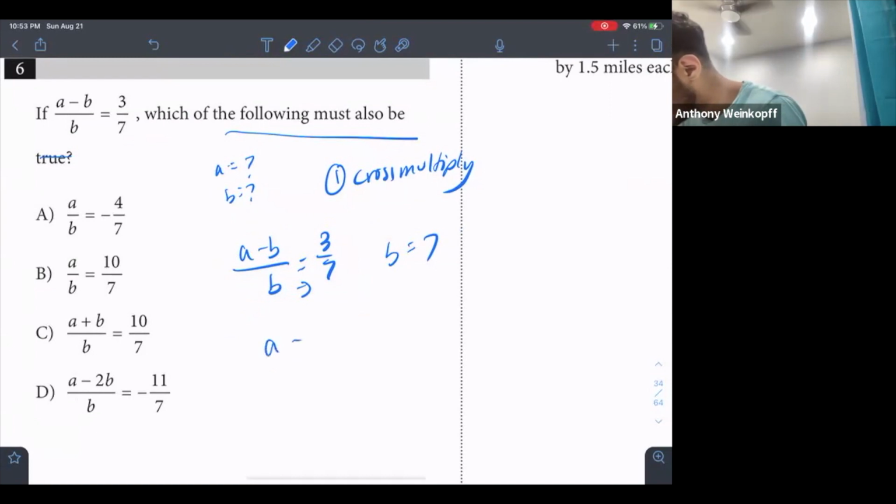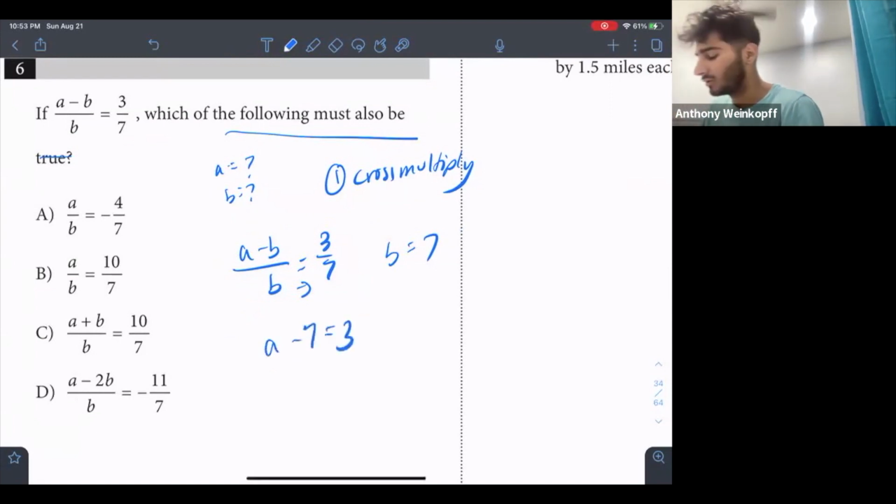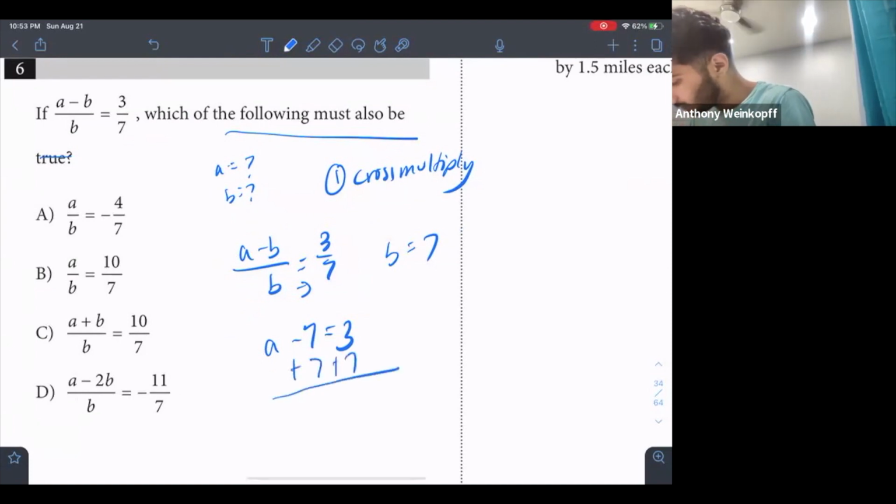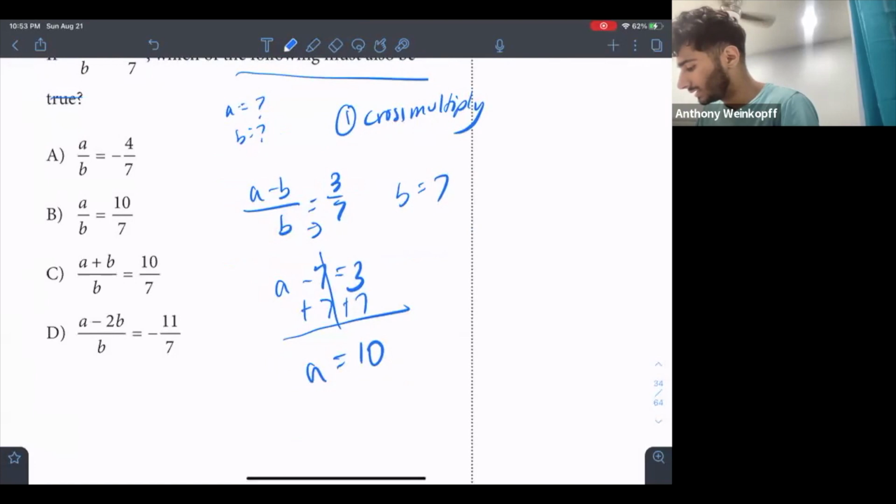And then what you can do is a minus 7 is equal to 3, because that's where you know b is. B is 7. And then you add 7 on both sides, and then you know a is equal to 10. So a is equal to 10, b is equal to 7, and then you see which one matches. A is equal to 10, b is equal to 7, this one works.